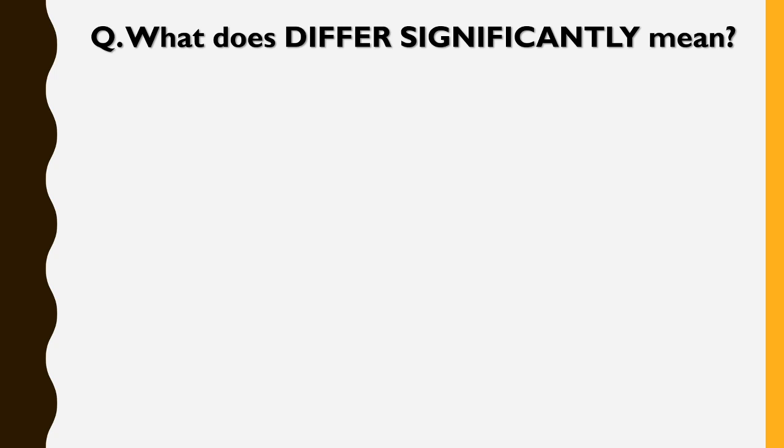Now, what does differ significantly mean? The answer is that data points that are out of the range will be called outliers. The word that comes in here is range, and the range will not be defined by the maximum to minimum value, but with the term IQR. In the later slides, you can see what IQR means.